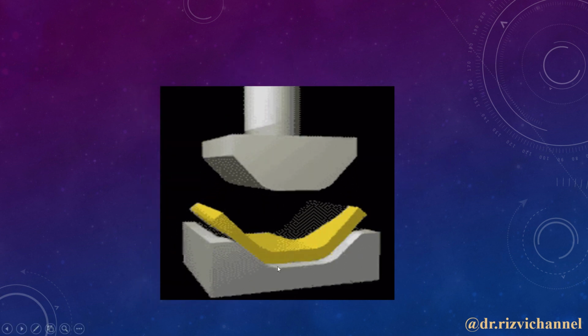The sheet is kept over the die and the punch is coming from above and forcing it to acquire the shape of the die and to bend it.